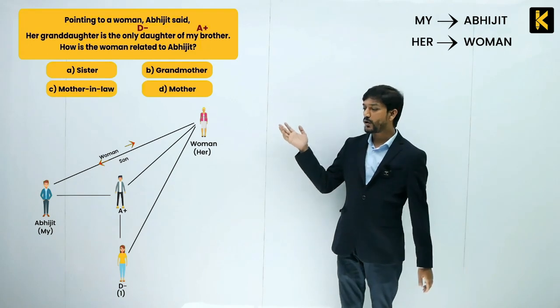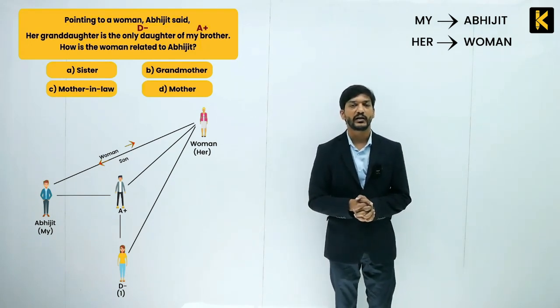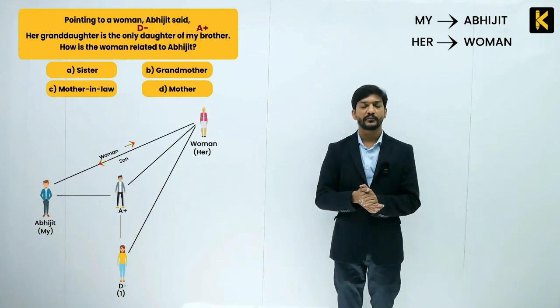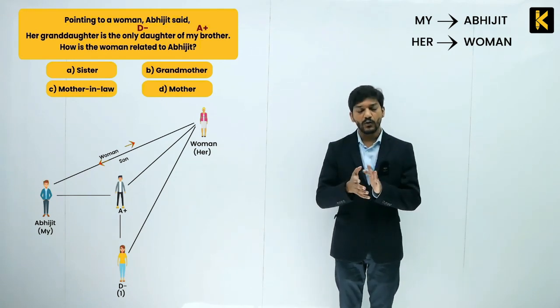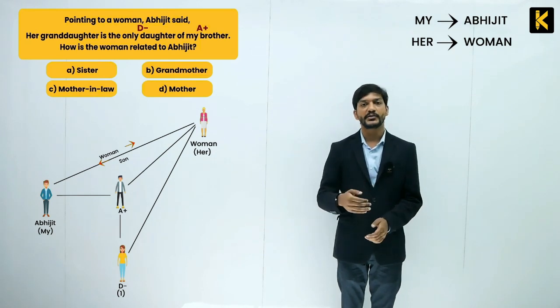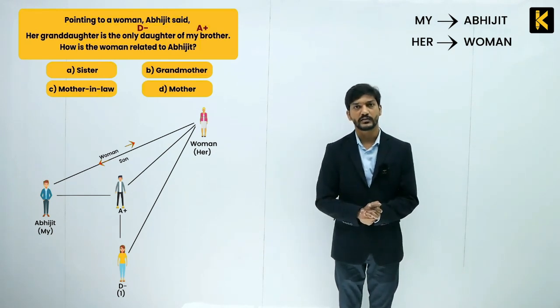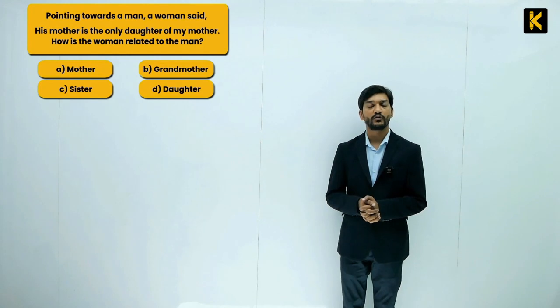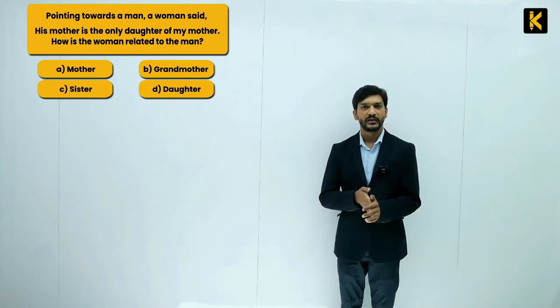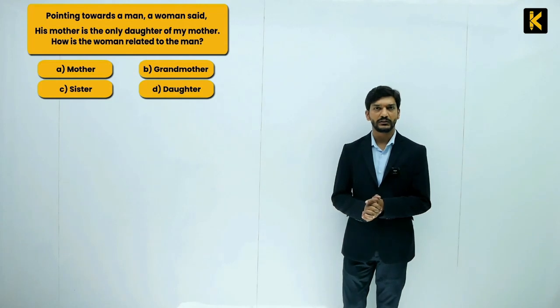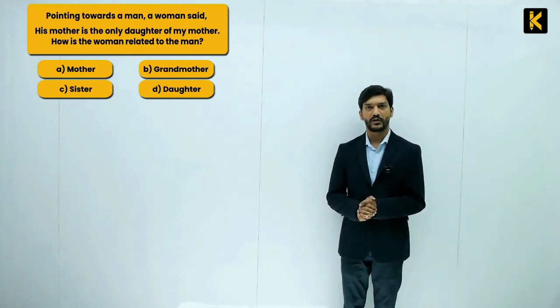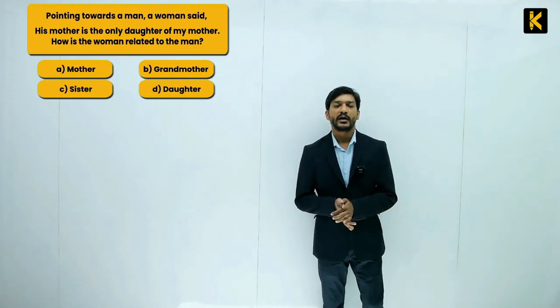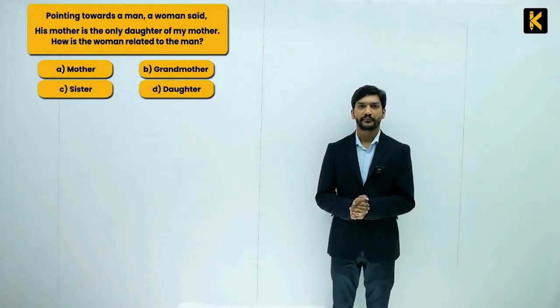So I hope how to draw a diagram in such cases where a statement is given is perfectly clear. Again, in case even now a little bit of doubt is there, then please have patience. We'll be solving 3-4 questions more on this. Alright students, so moving towards the next question, please see the question on your screen. The question is, pointing towards a man, a woman said, his mother is the only daughter of my mother.